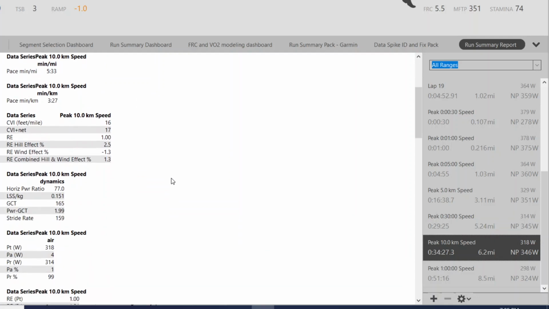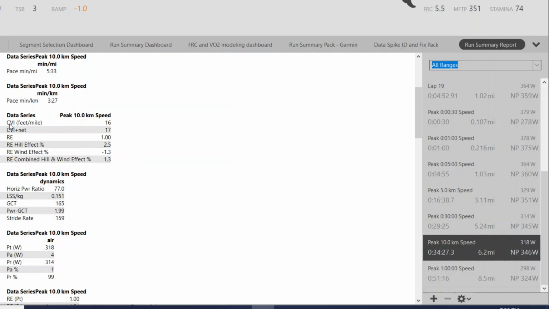The next set is running effectiveness, or RE, and these other metrics allow me to interpret running effectiveness. Running effectiveness can be affected by air resistance, i.e. air power, hilliness, fatigue, relative intensity, and even some technical factors. But this allows me to interpret those.